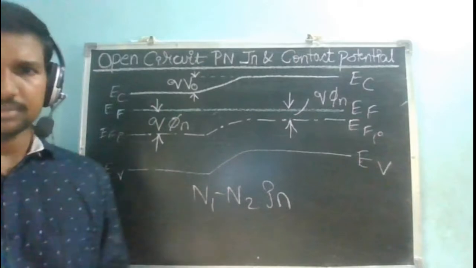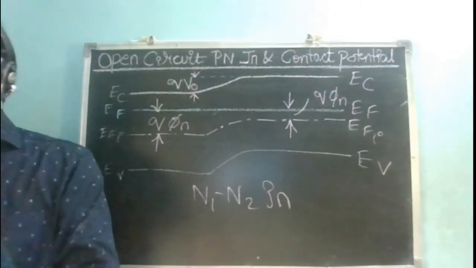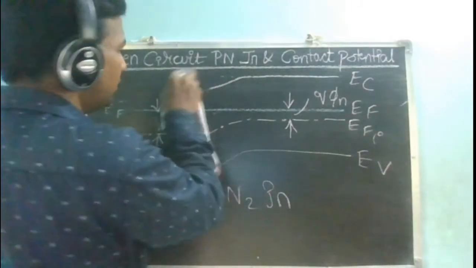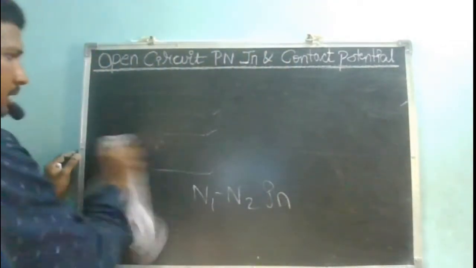Right? Shall we move on to our PN junction, which is our actual topic of interest? Yes or no? Yes, sir. So now we are going to move on to our actual PN junction, how it is going to look, what the contact potential is, and what the expression for the contact potential is. Right.